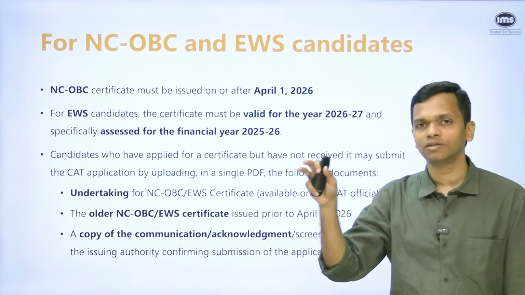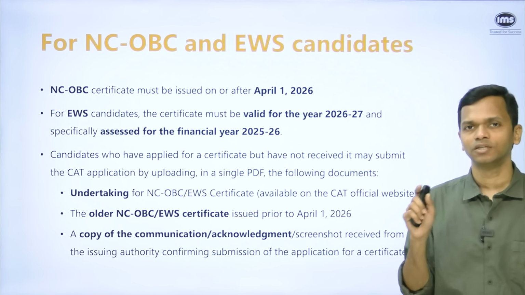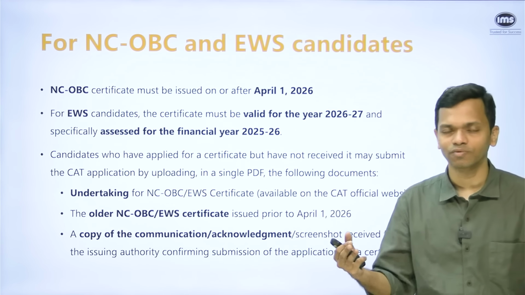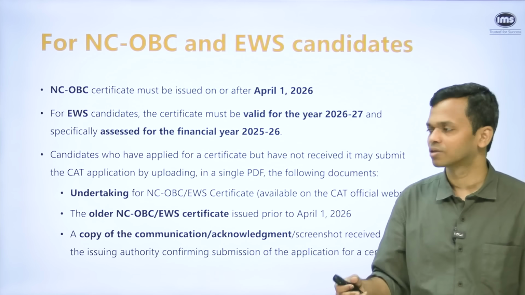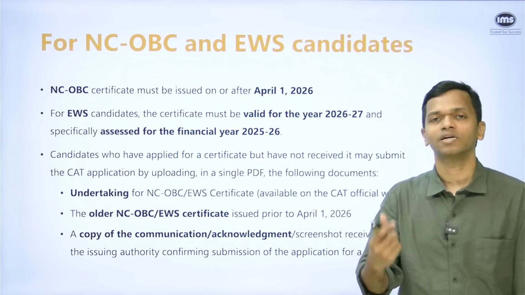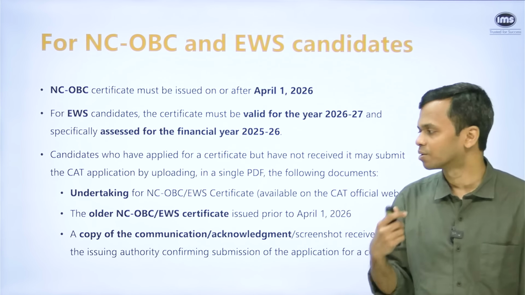But if you don't get your certificate in time, you can fill that undertaking, which is for NCOBC and EWS candidates: that I have applied for a certificate. This is the receipt of that application. This is the application number. But because I don't have a certificate right now, please allow me to apply in this particular category, and I will get a certificate at a later point of time.